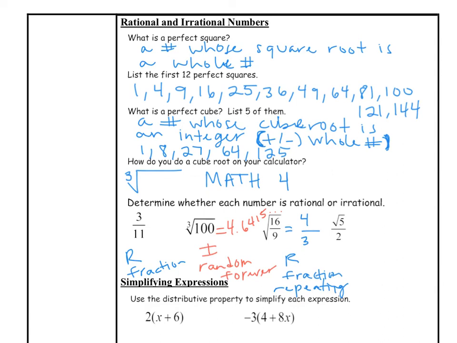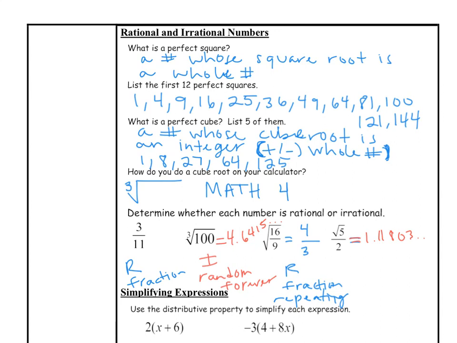Last one here, the square root of 5/2. If I type that in my calculator, I get something like this: 1.11803, and it just keeps going. This is an irrational number, irrational because it's random and it keeps going forever. The calculator doesn't show the entire thing, but that's because it can't fit it all on the screen. It would take forever.